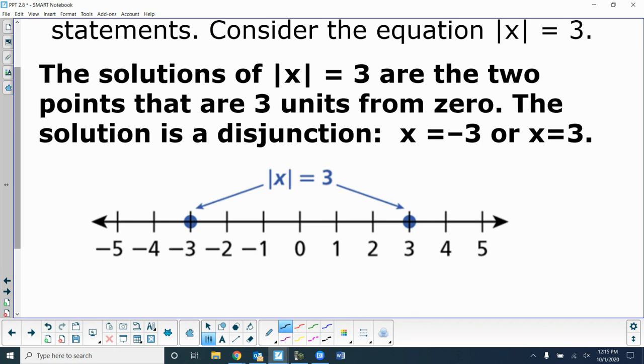Okay? When it's equals like this, it's always a disjunction, an or. When it's equals. Okay?